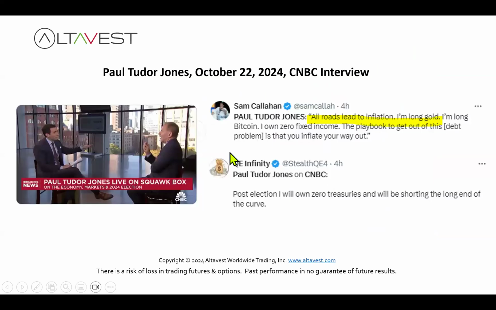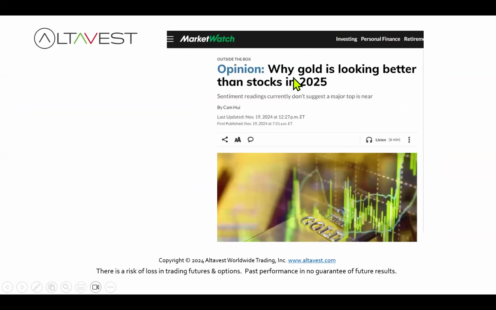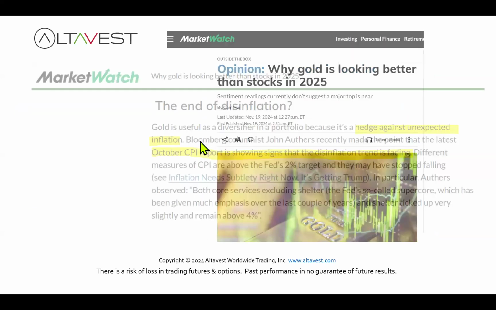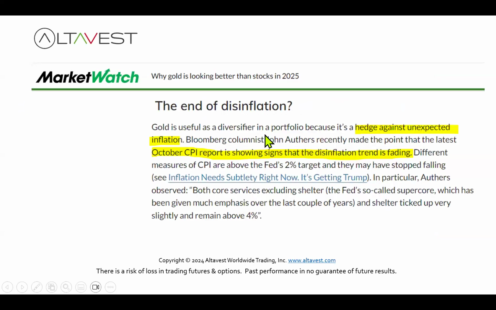Here's Paul Tudor Jones saying all roads lead to inflation, and that's why he's long gold. Here's an article, why gold is looking better than stocks. Gold is a useful diversifier. It's a hedge against unexpected inflation. October CPI showing signs that the disinflation trend is fading.